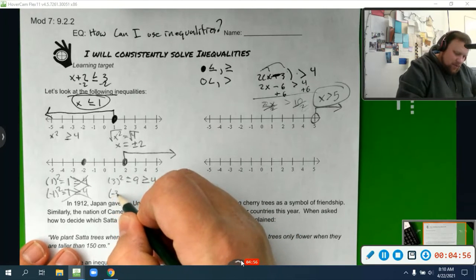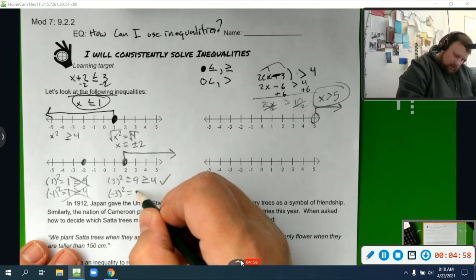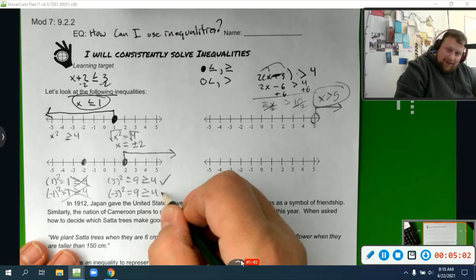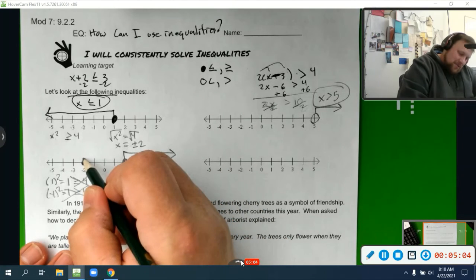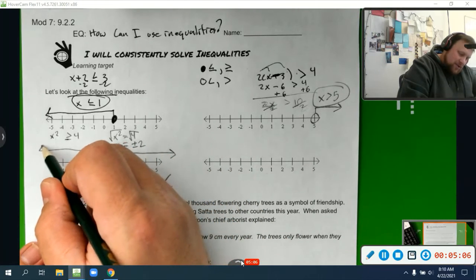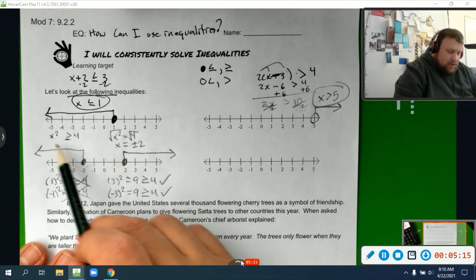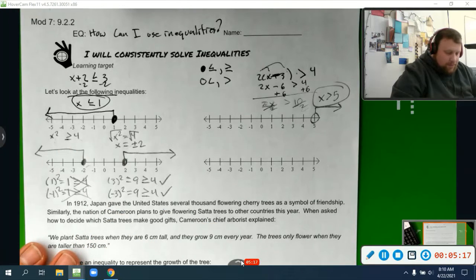What's negative 3 squared? It's also 9. Is that greater than or equal to 4? Yeah. So guess what? The more negative I get past 2, when I square it, the bigger the number becomes, because when I square it, it's always going to become positive. So that is a weird solution to this. And how will we do this going forward?